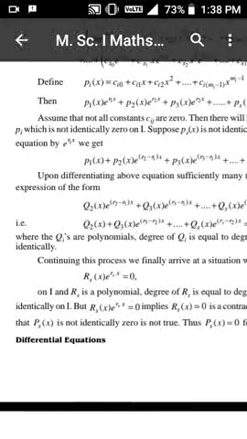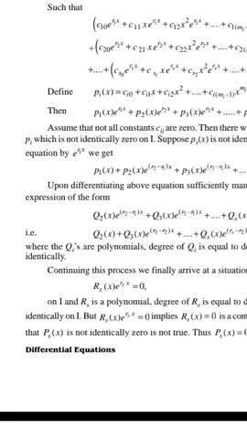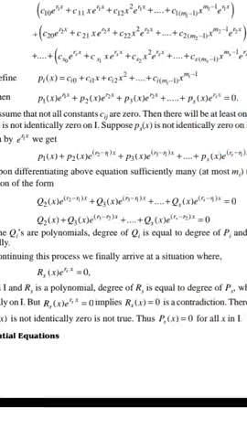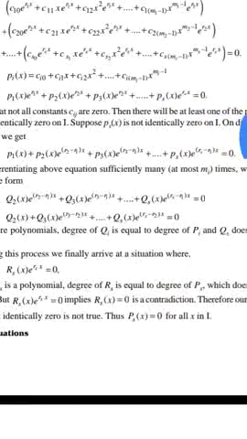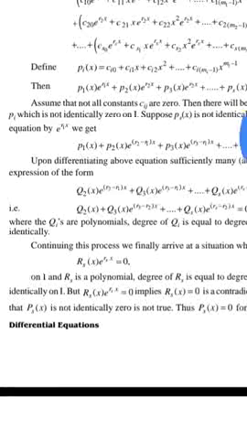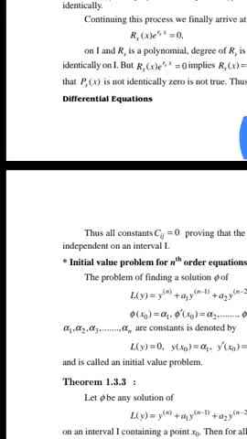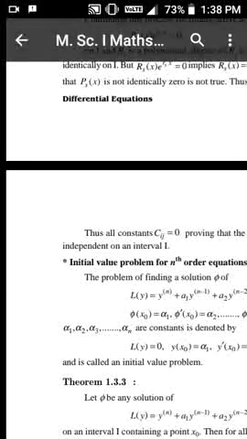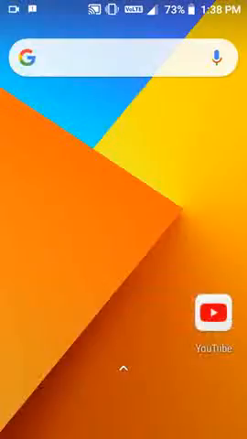On dividing the equation by e raised to R1x, we get p1 of x plus p2 of x e raised to R2 minus R1 x plus p3 of x e raised to R3 minus R1 x plus dot dot plus ps of x e raised to Rs minus R1 x is equal to 0. Upon differentiating, we get ps of x e raised to Rsx is equal to 0, and this gives the solutions of the theorem.